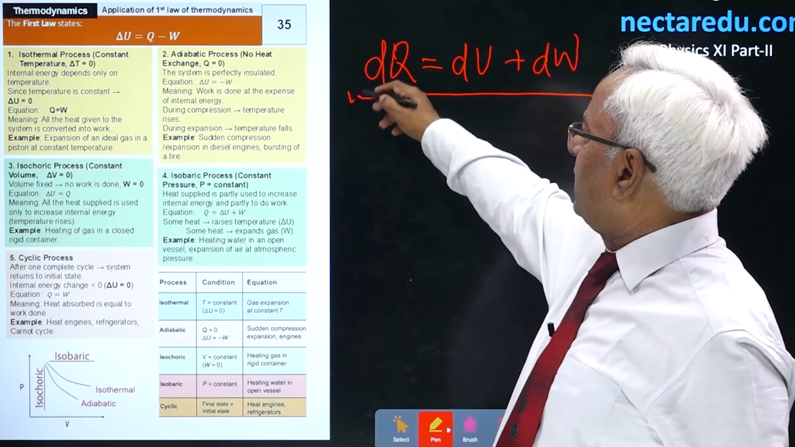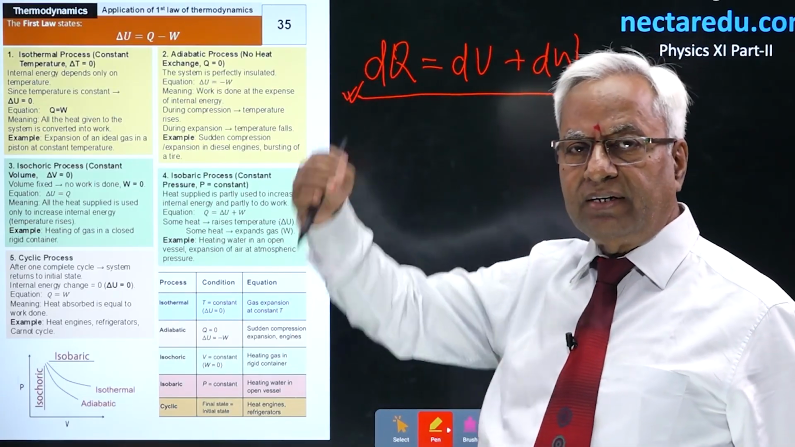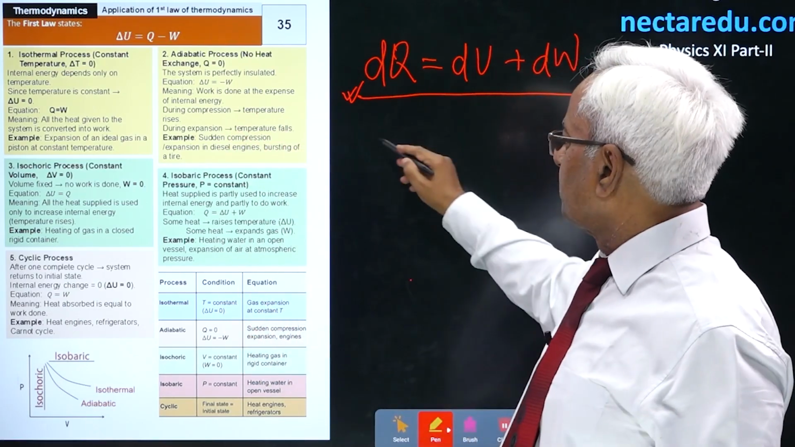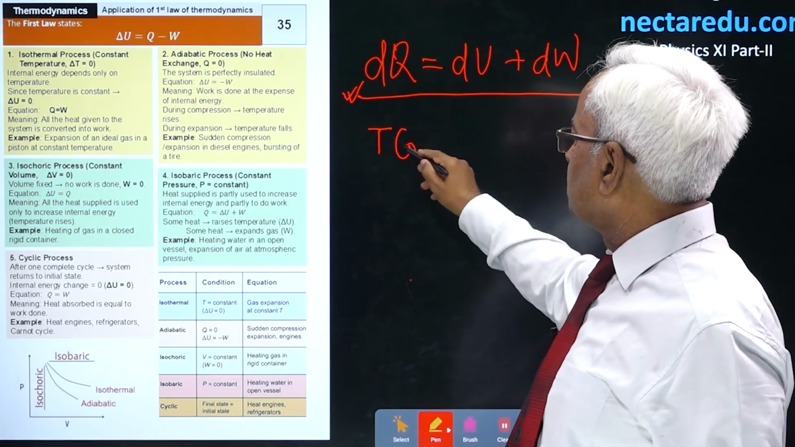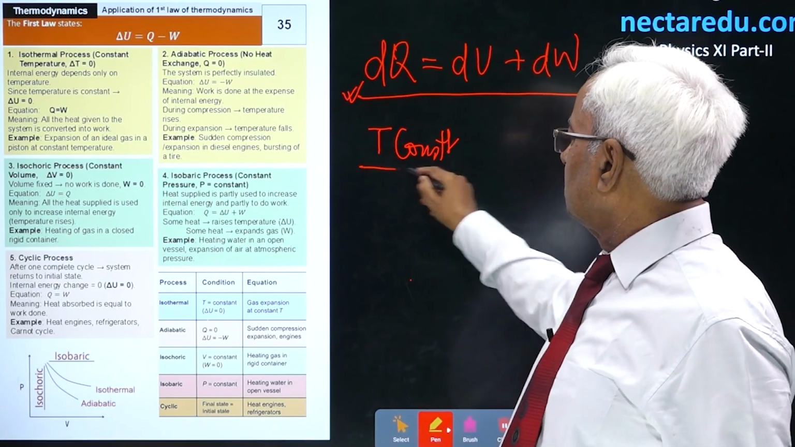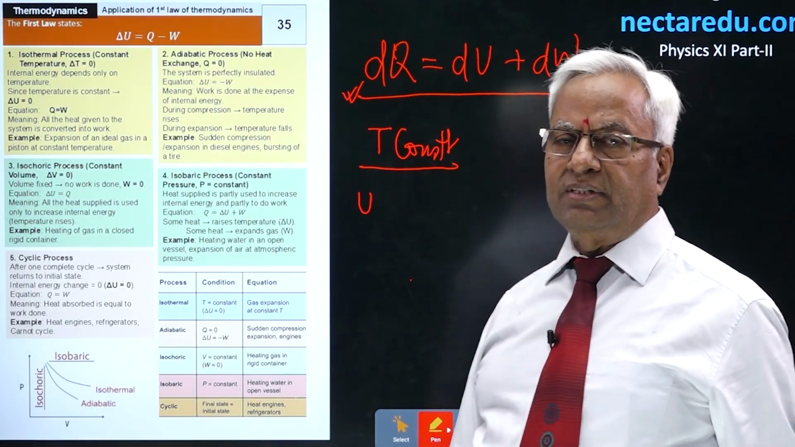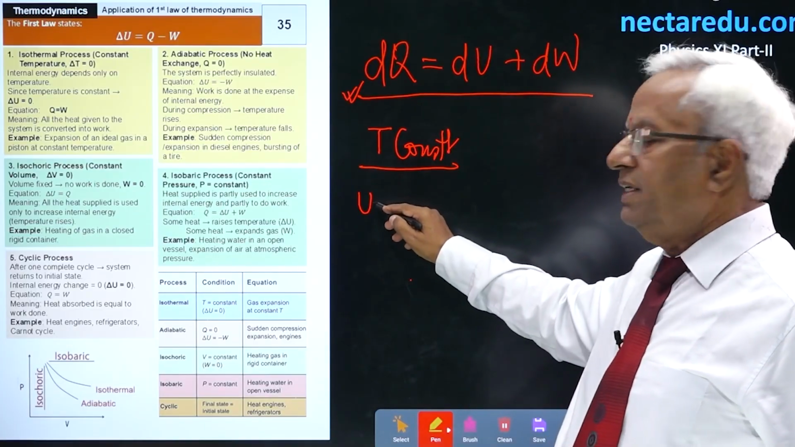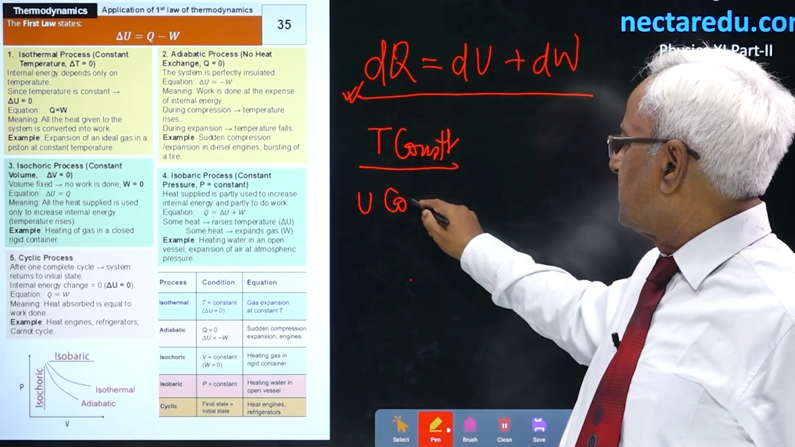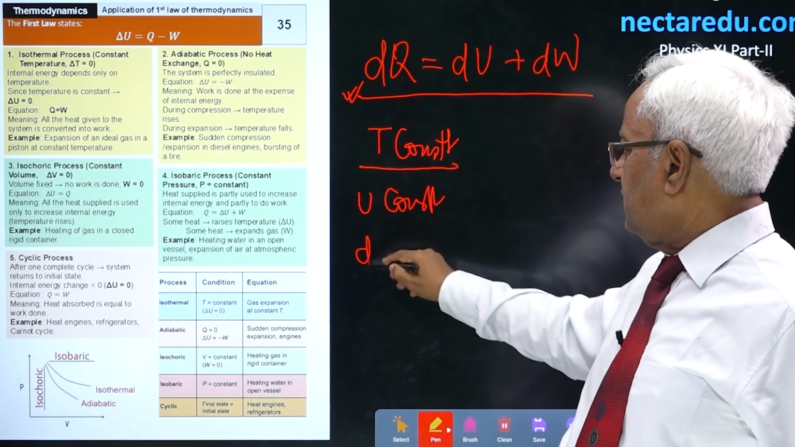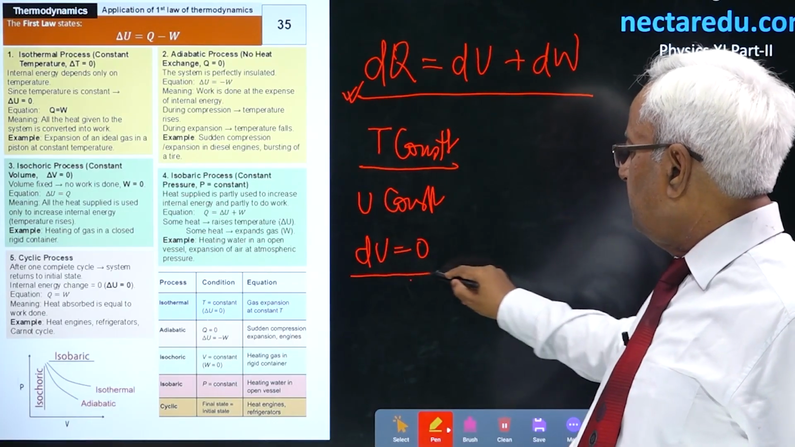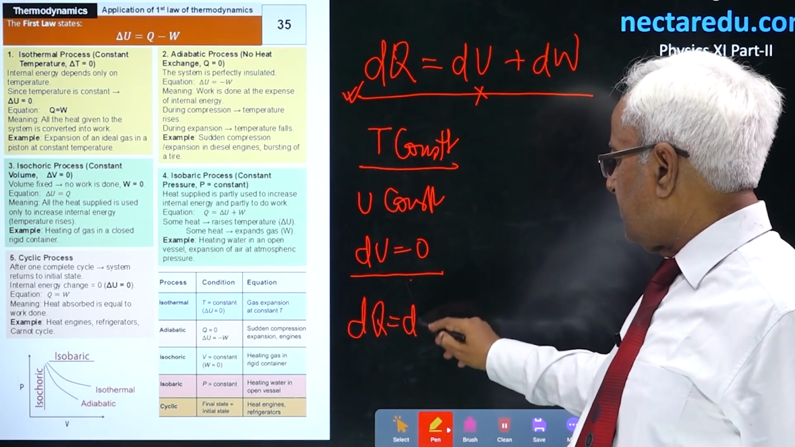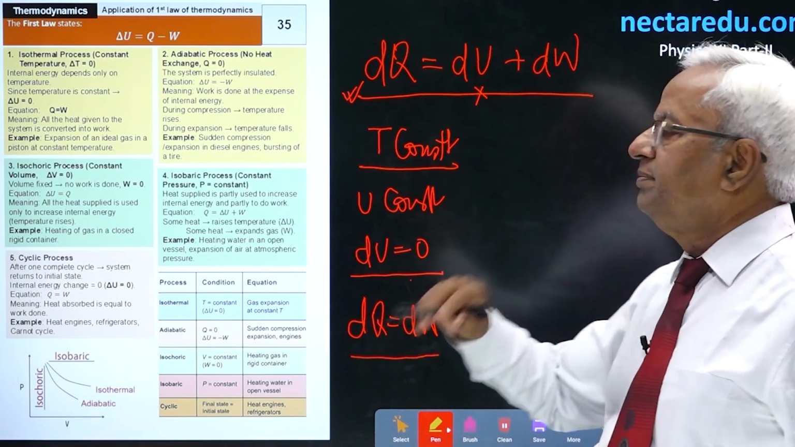We are going to apply this first law of thermodynamics in different kinds of processes. First of all, let's consider the isothermal process. Isothermal stands for constant temperature. And internal energy is a state function that basically depends on temperature. If temperature is constant, obviously internal energy too will remain constant. That is to say that dU equals 0, and when dU equals 0, what remains is only heat transfer, that is utilized as work done.